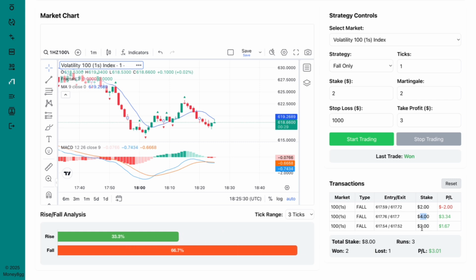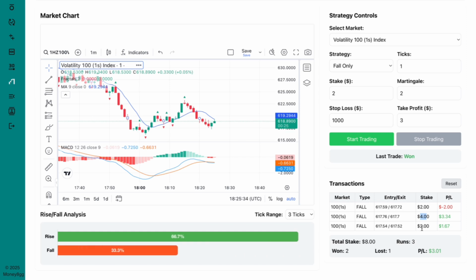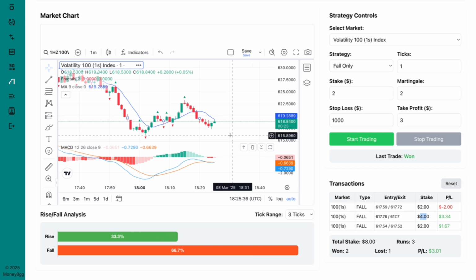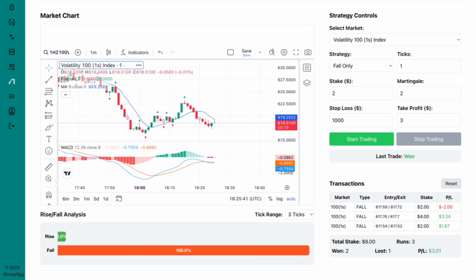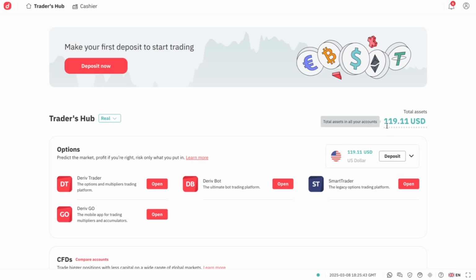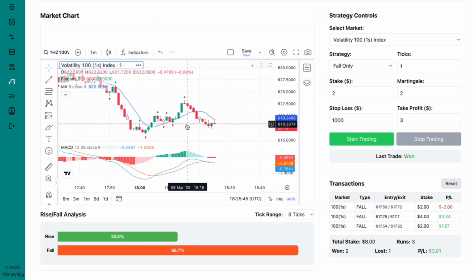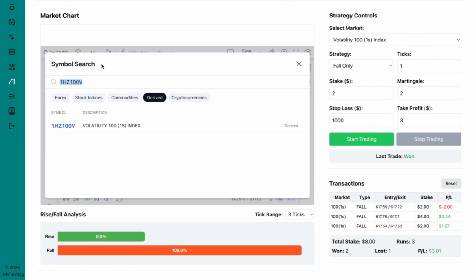So what you have to understand is that the martingale factor can also make you lose your account very fast, because if you lose three consecutive times, you find that your account may be blown, and what we are aiming for is protecting that money.